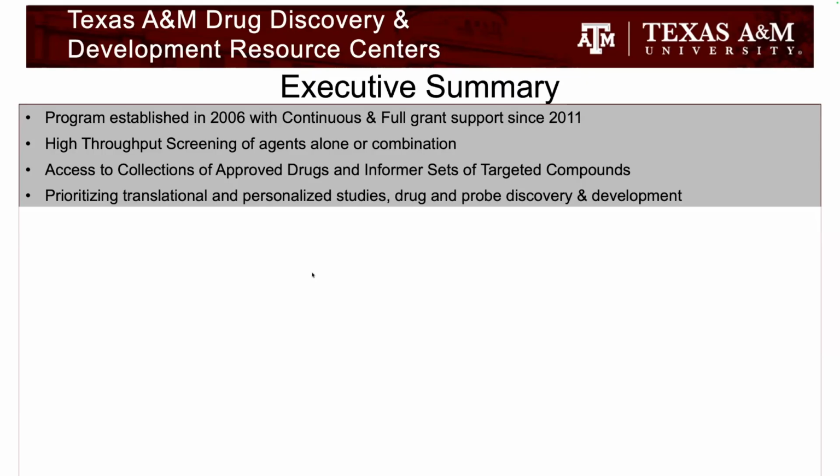We provide access to collections of approved drugs if you're doing translational research, or if you're doing more mechanistic studies or doing target identification validation. We have informer sets. So these are molecules that are designed against specific targets, and we accumulate as much information about those as we can, including their off-target effects when they're known.